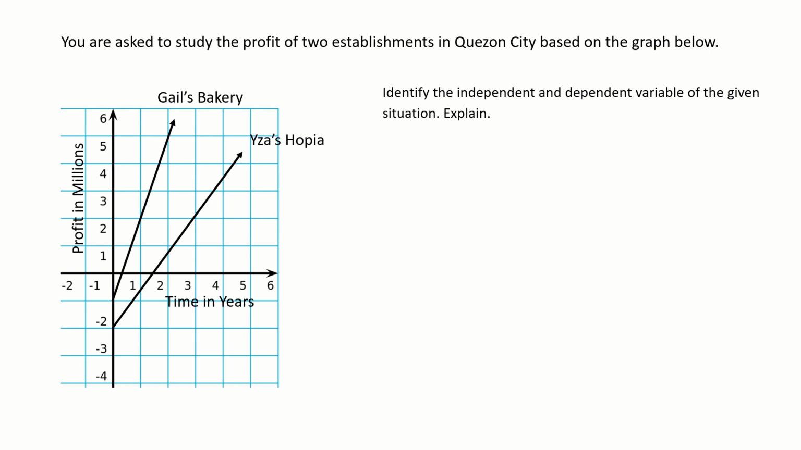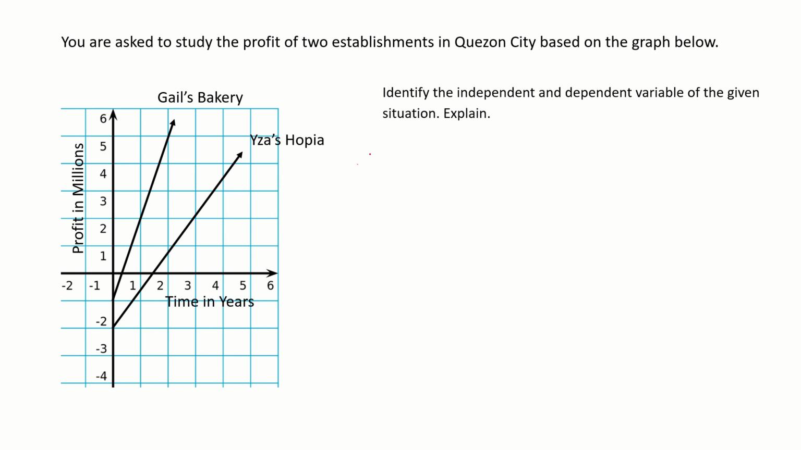Good day, everyone. So we're now down to the last part of our review in preparation for your quarter examination. So this would be under linear equation in two variables. So I have here a situation. You are asked to study the profit of two establishments in Quezon City based on the graph below. The first question here is to identify the independent and dependent variable of the given situation, and then you explain.